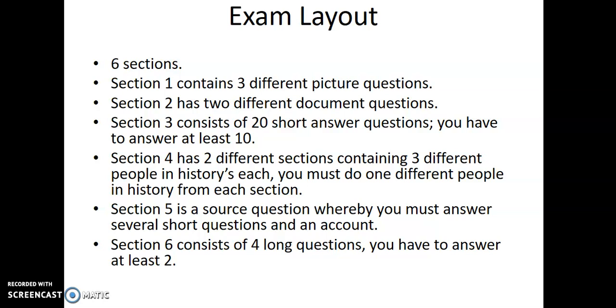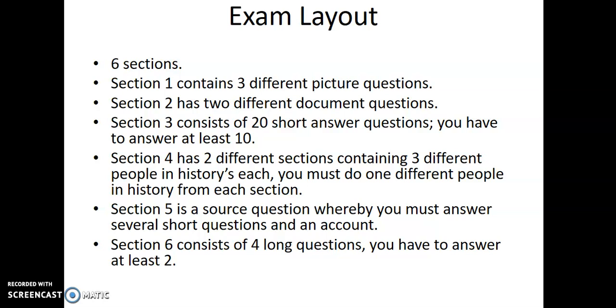Section 3 is where your acquired knowledge really comes into play, where you have 20 short questions, you have to answer at least 10. Now, this will be divided between first, second, and third year questions, and also you can only be marked on your best 10. Absolutely, to give yourself the best chance, do all 20 or do as many of them as you can.